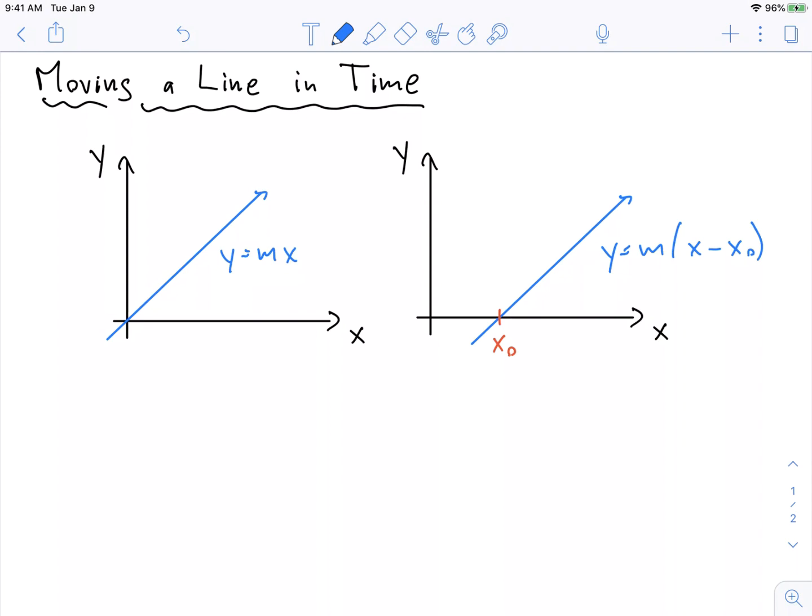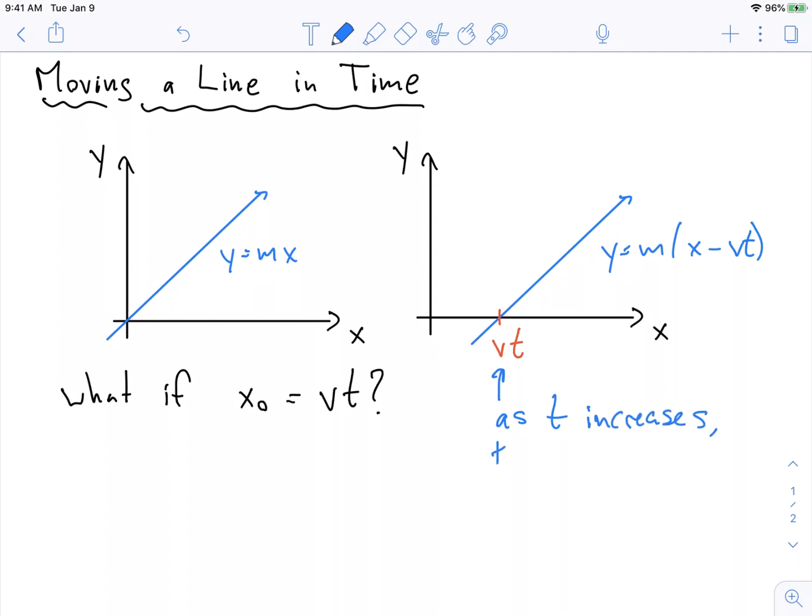Well, what if x naught changed in time? What if x naught was equal to v times t? Well, I now have a situation where this line that was just shifted before is now v times t. And in my function over here, instead of x naught, I have v times t. So what do I see? As t increases, the line moves to the right. As this point gets bigger and bigger, this point moves that way. And it means that if I put this in the function, as t gets bigger and bigger, the whole line will move that way. Okay? So what we've done is been able to make this line move in time.